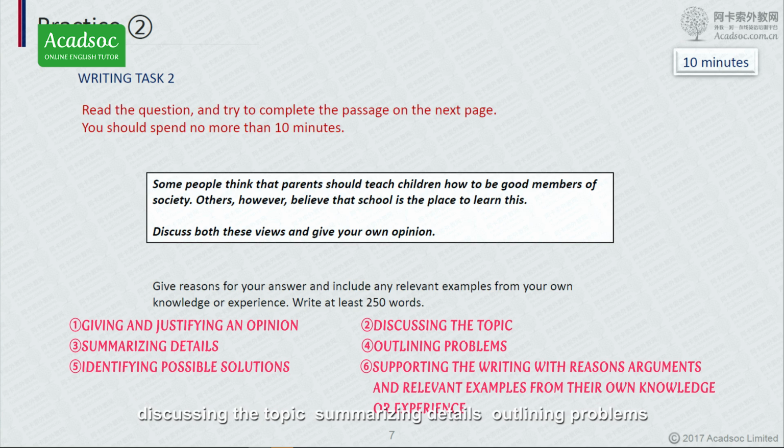discussing the topic, summarizing details, outlining problems, identifying possible solutions, and supporting the writing with reasons, arguments, and relevant examples from their own knowledge or experience.